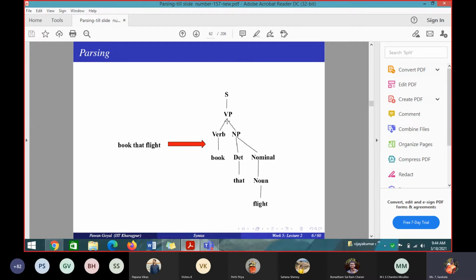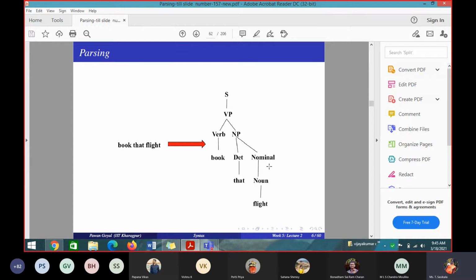Is S gives VP there in a production rule? Yes or no? Please respond, students. S gives VP, is there any production rule available? Yes, ma'am. From that, the second rule, from the starting node S derives VP. Then VP gives verb NP, is there? Yes. So verb gives book, is there? Yes. NP gives determiner nominal.